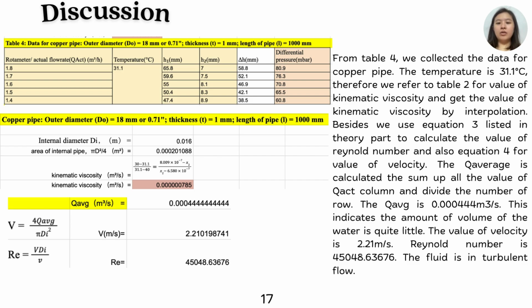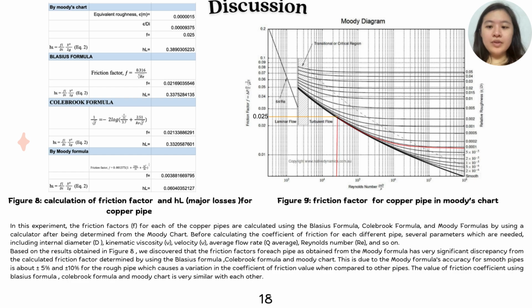Table 4 records the data for the copper pipe, and it's the same as the galvanized pipe calculation. We calculate the kinematic viscosity, internal diameter, and area of the internal pipe, and we use Equation 4 and Equation 3 in the theory part to calculate the velocity and the Reynolds number. The Q average is 0.00044. The fluid in this copper pipe is also in turbulent flow, and the Reynolds number is 45048.36676. Figure 8 is the calculation for friction factor and major losses for copper pipe, and Figure 9 is the friction factor for copper pipe in Moody's chart.